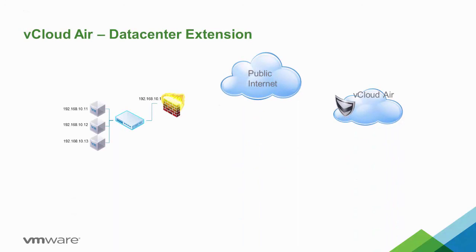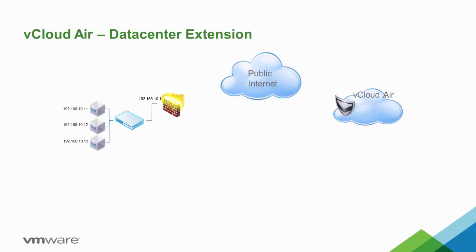As a footnote to this presentation, I already explained that when creating an IPsec VPN tunnel, we need to have different networks on the local and remote side. If you do need the same network on both sides, the solution is vCloud Air Datacentre extension. And as you can see here, we've got the 192.168.10.x/24 network on the left-hand side, and we want to stretch that network into vCloud Air.